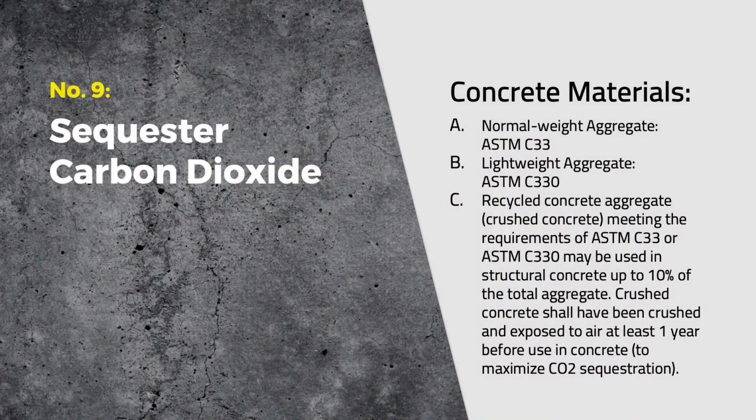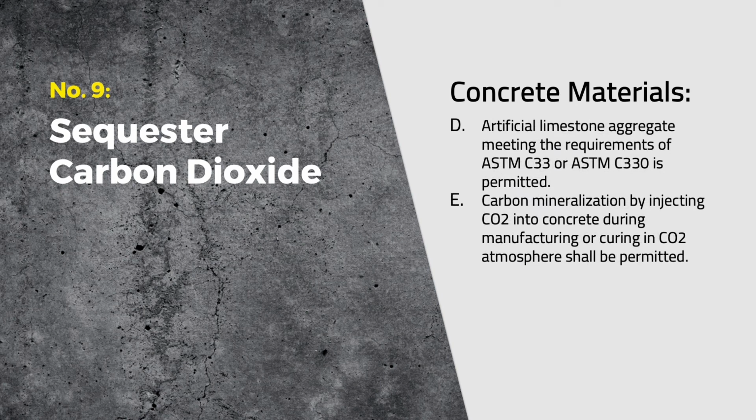Consider permitting the use of recycled aggregates made of demolished concrete on the project and possibly require that those recycled aggregates be exposed to air for 1 year before being used. In some cases, a certain percentage of recycled aggregate can be used in concrete, or it can be required that all aggregate base or fill be made of crushed concrete. The use of carbon mineralization processes such as injecting CO2 into concrete or curing in a CO2 environment should be encouraged, as well as the use of artificial limestone aggregates.